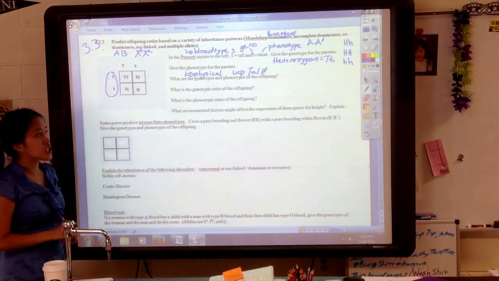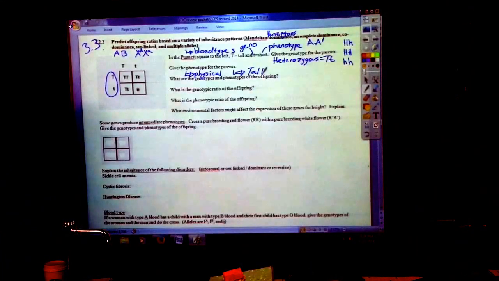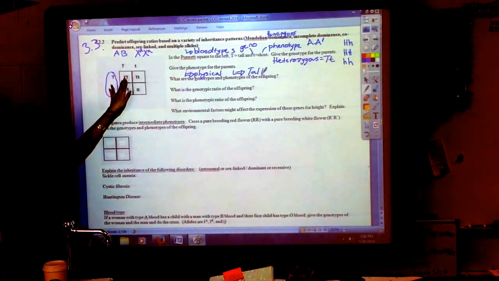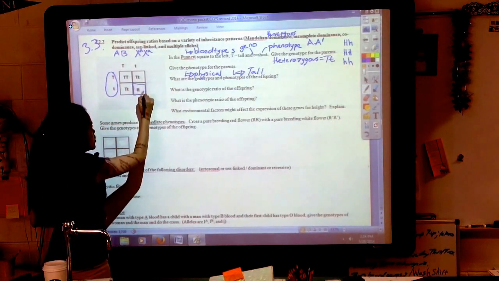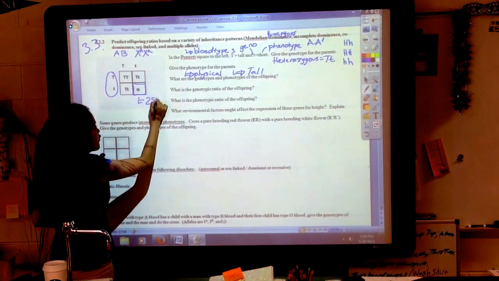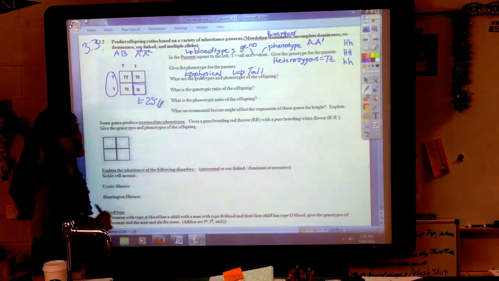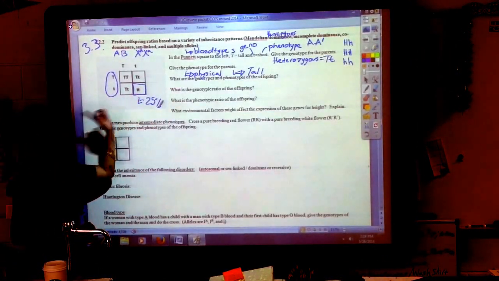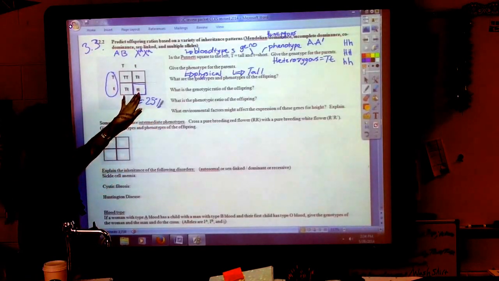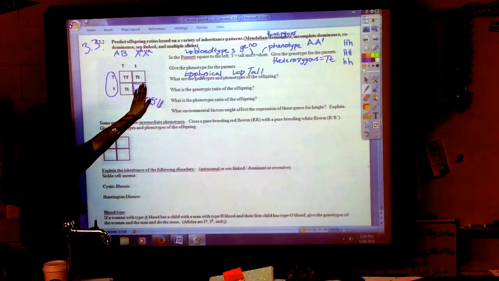Next, what are the genotypes and phenotypes of the offspring? Looking inside of the Punnett square, remember that one box just equals a 25% chance. This doesn't mean that if you have one child that is short, little t, that chance goes away.